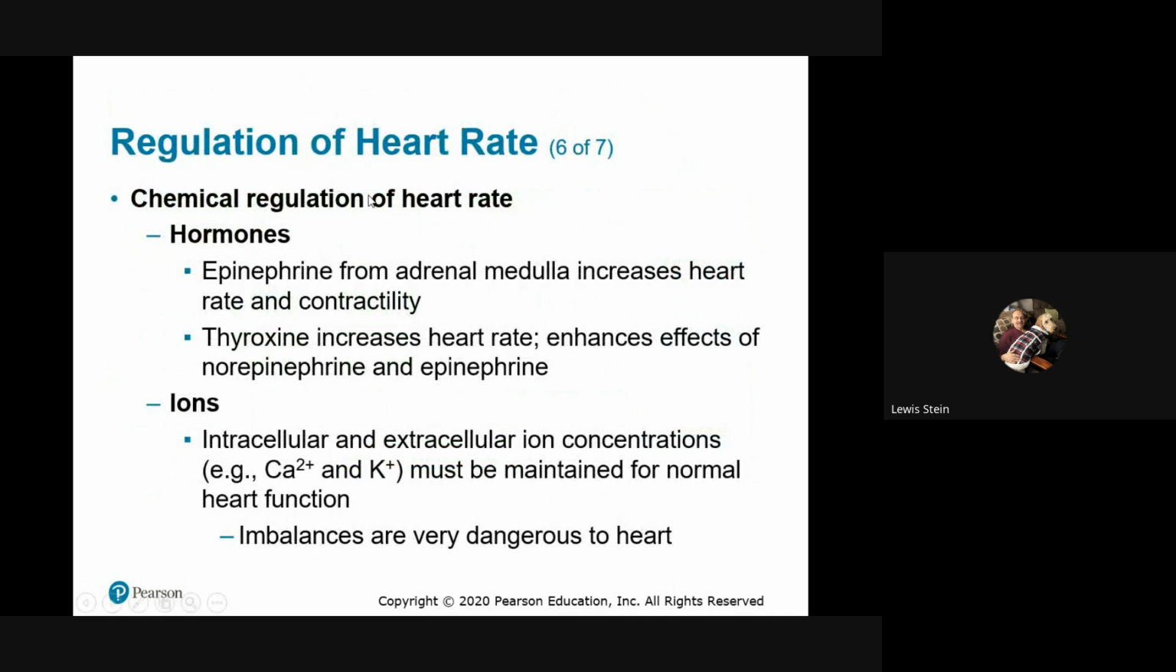The chemicals that impact heart rate: epinephrine. Interestingly, it's both positive inotropic and chronotropic, both heart rate and force of contraction. It's powerful. That comes from the adrenal medulla, you'll remember. That's part of the fight or flight. That actually prolongs it. Thyroid hormone even enhances the effects of those catecholamines. And then we really are concerned about ion concentrations.